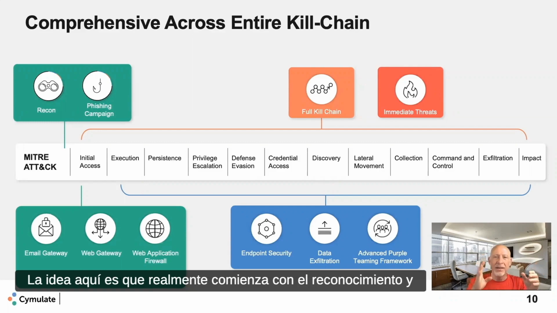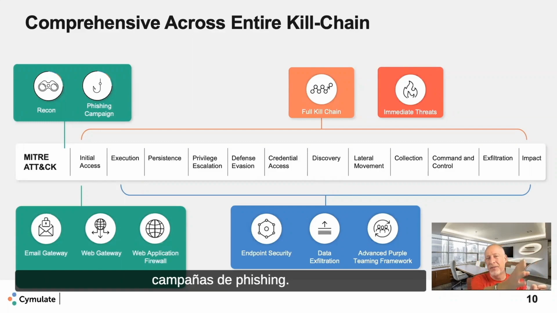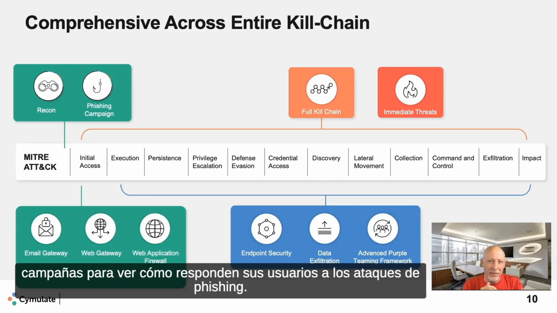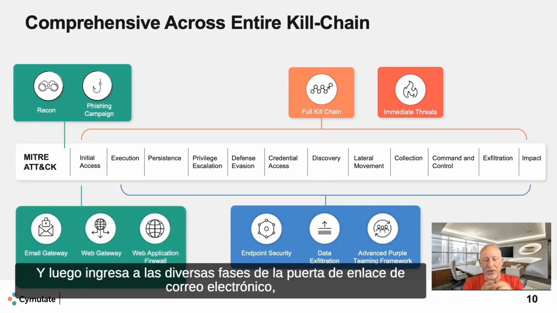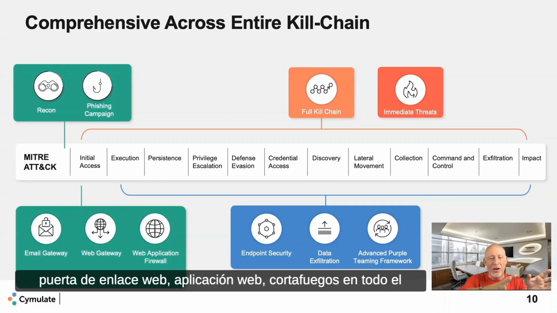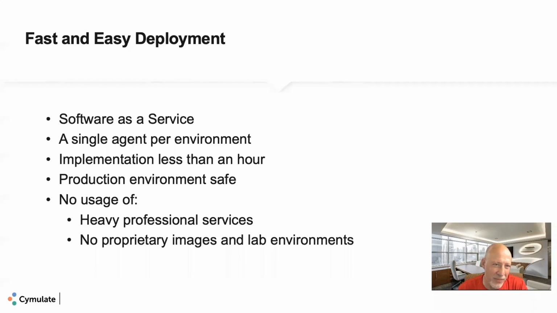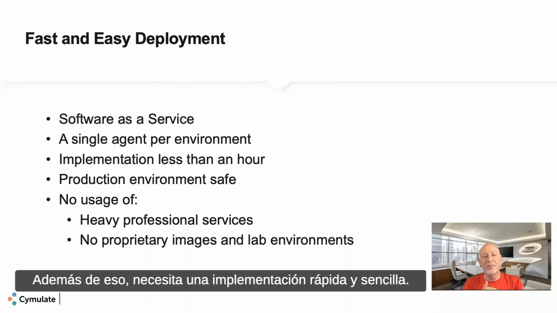The idea here is it really starts with reconnaissance and phishing campaigns. The idea of being able to look into the dark net and see where your information has already been leaked, usernames, passwords, things like that. Be able to run phishing campaigns to see how your users respond to phishing attacks. And then you get into the various phases of email gateway, web application firewall, all the way through the endpoint, data exfiltration, and so on. So you need to be able to work across the entire kill chain to be successful with no blind spots. On top of that, you need fast and easy deployment.